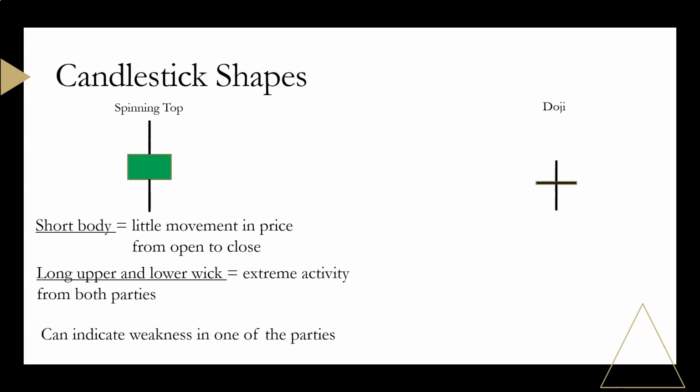Well, you have to understand the story the spinning top is telling you. The long upper and lower wick represents extreme activity from both fighters, but the short body represents little price movement from open to close. So these two beasts are beating the hell out of each other, but at the end of the day, didn't really accomplish much. And that tells me that one of these fighters is pretty damn tired.